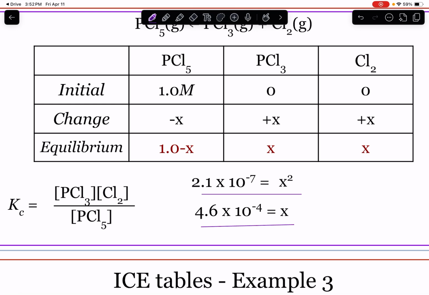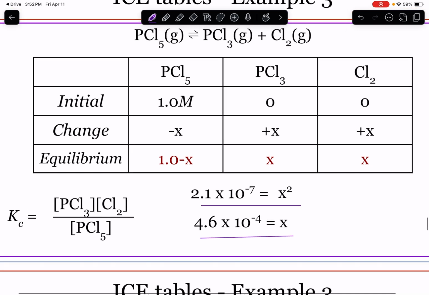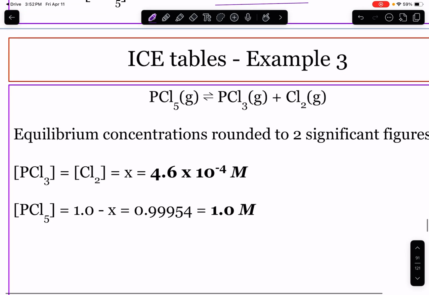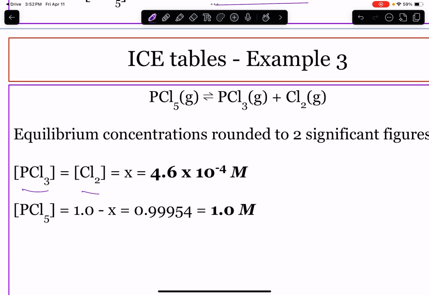The original problem asked us to solve for the equilibrium concentrations of each. So we're going to plug in this value of x here, here, and here. So we can see that the two products, PCl3 and Cl2, are equal to each other because they're both equal to x, which is that value. Let's take PCl5. 1 minus x is 0.99954, while appropriate significant figures is 1.0.